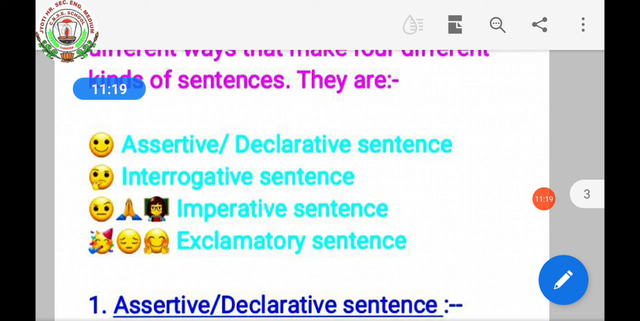Don't cross the road while the vehicles are going on the road. Okay, so when the vehicles are going at a very fast speed and you are crossing the road, somebody is giving advice to you, so that advice is also an imperative sentence. Exclamatory sentence.